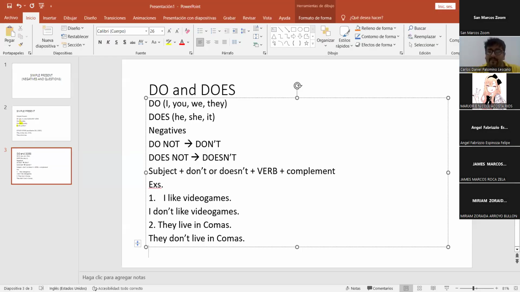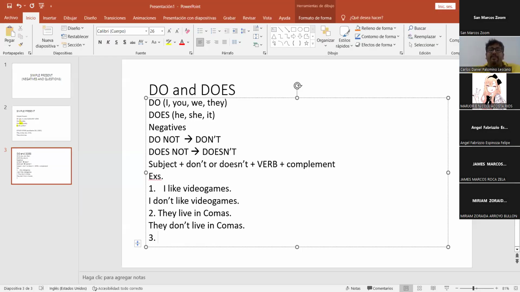¿Estamos bien? Example number 3. Ejemplo número 3. Uno más. Vamos a decir lo siguiente, mire. A ver, presta atención. Decimos lo siguiente. She doesn't study English. ¿Qué tal? ¿Está bien escrita esa oración o no? ¿Qué dices? ¿Está bien escrita esa oración o no?